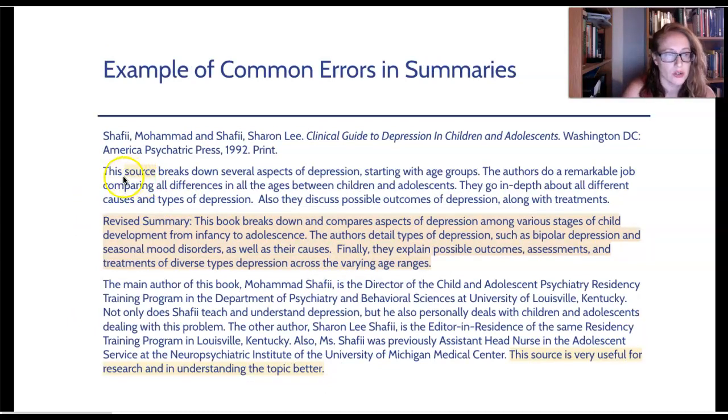This is the original. This source breaks down several aspects of depression, starting with age groups. The authors do a remarkable job of comparing all differences in all ages between children and adolescents. They go in depth about all different causes and types of depression. Also, they discuss possible outcomes of depression along with treatments. It's not that this is an incorrect source, it's that it's pretty vague. It's hard to get a strong sense of what it is that they're doing.